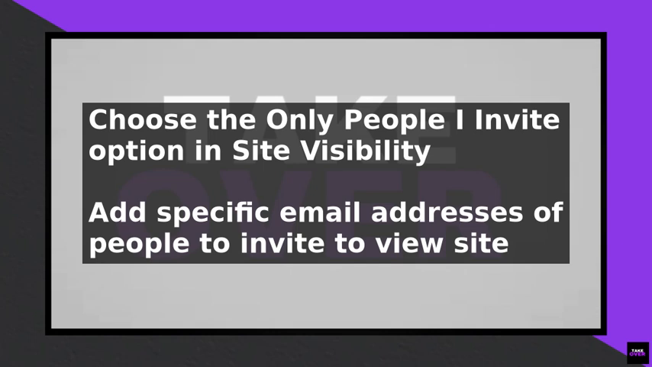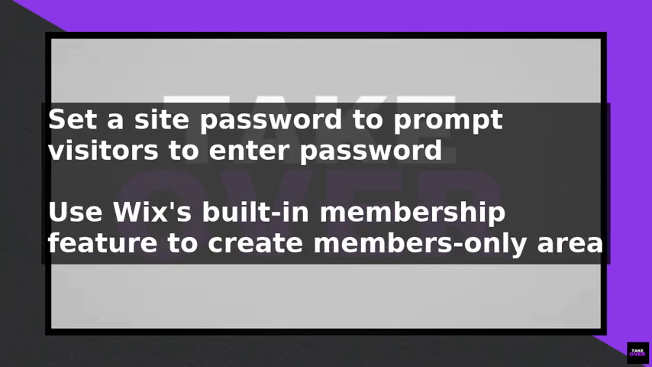You can then add specific email addresses of people you want to invite to view your site. These individuals will receive an email with a link to view your private site. Another option is to set a site password, which will prompt visitors to enter a password before accessing your site.